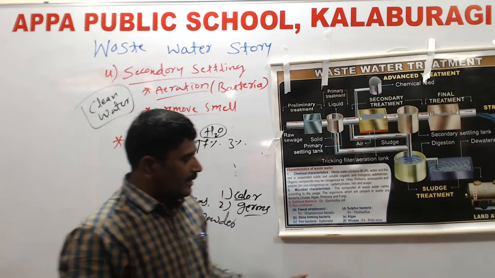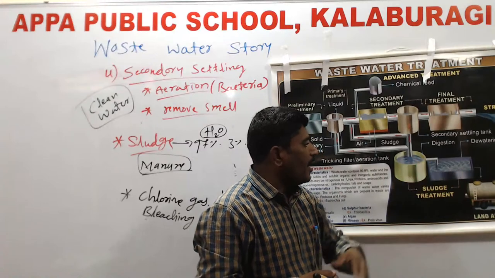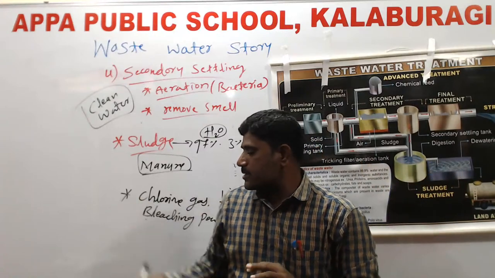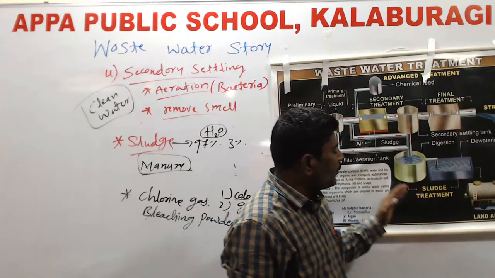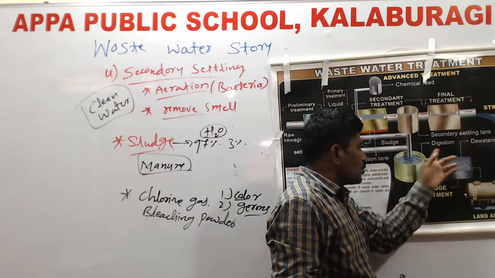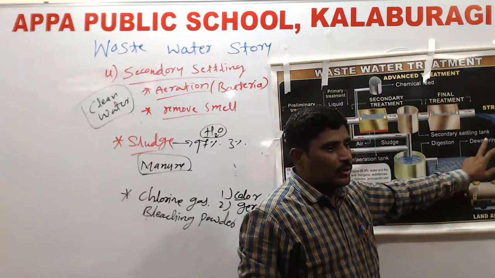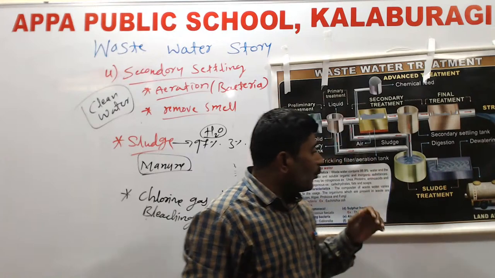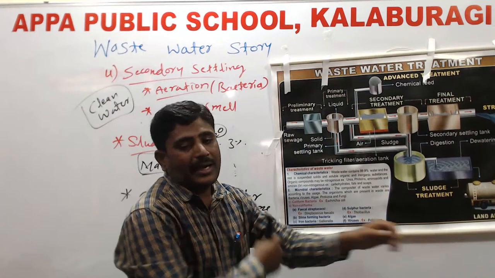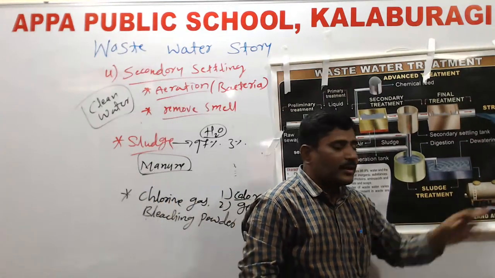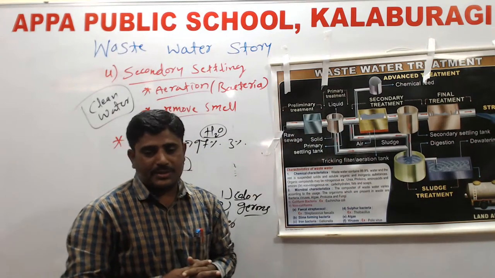I'm coming to the next point, that is sludge. I left only the sludge here. My dear friends, we have separated the sludge in a separate tank, and 97% of the sludge is water, and the rest contains some nutrients and organic and inorganic matter. So here we are removing the 97% water in the dewatering process, and the rest of the waste we are going to remove in a separate tank, and you can use it for land application, for agriculture purposes.